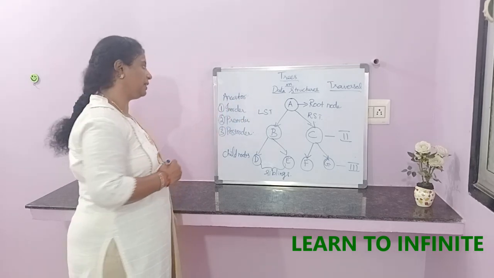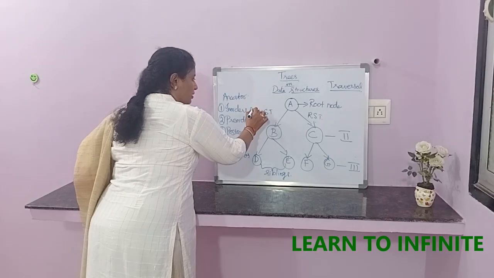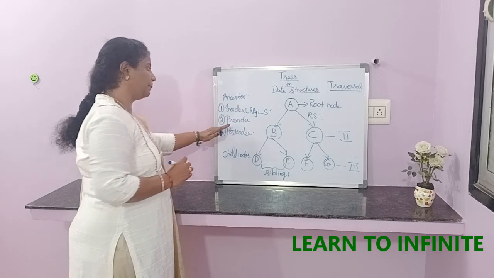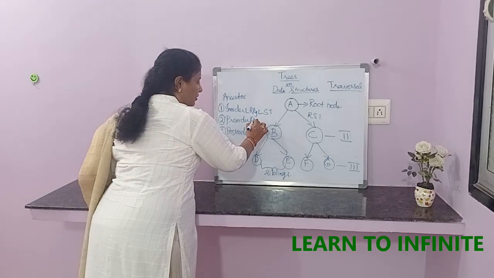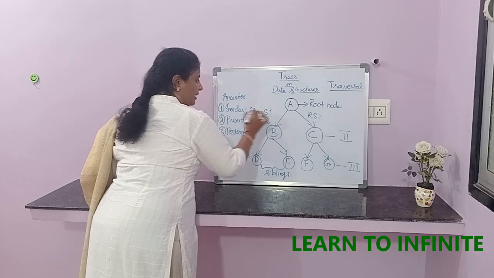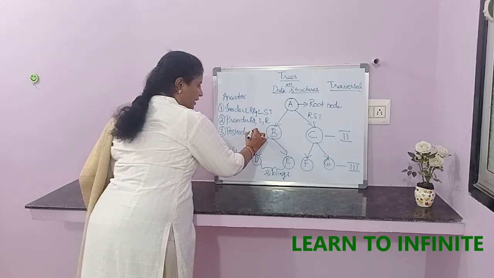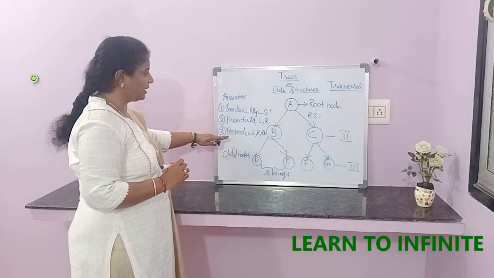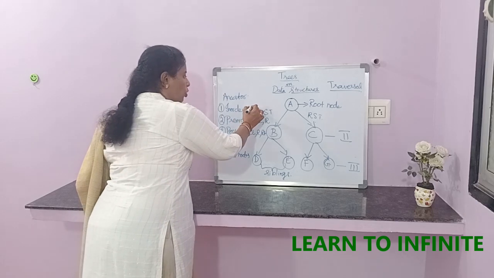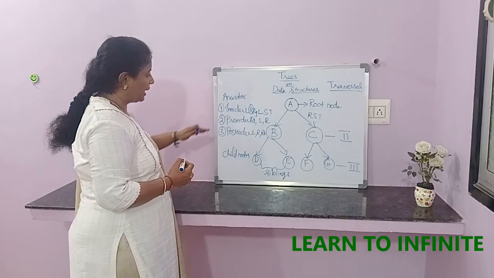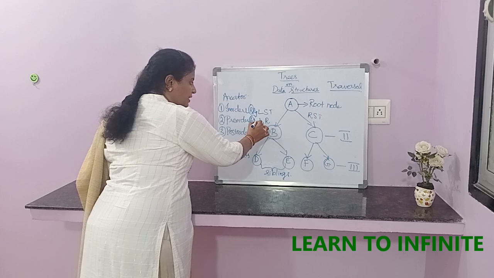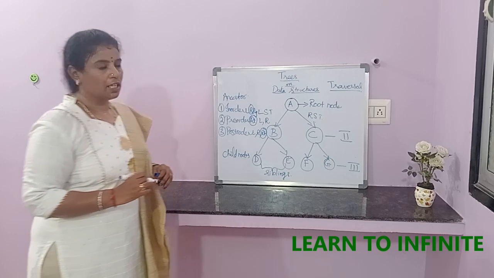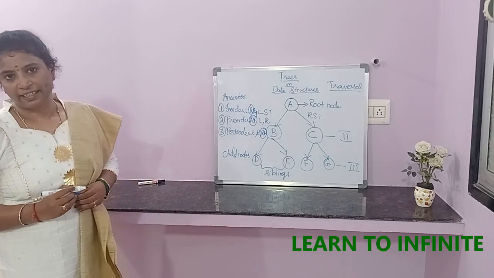In in-order, it will be left, root and right. In pre-order, it will be root, left and right. The same way, in post-order, it will be left, right and root. So when you see in-order, the root node is in the center. In pre-order, the root node is at the start. And in post-order, the root node is at the last. So these are the three forms of tree traversal.